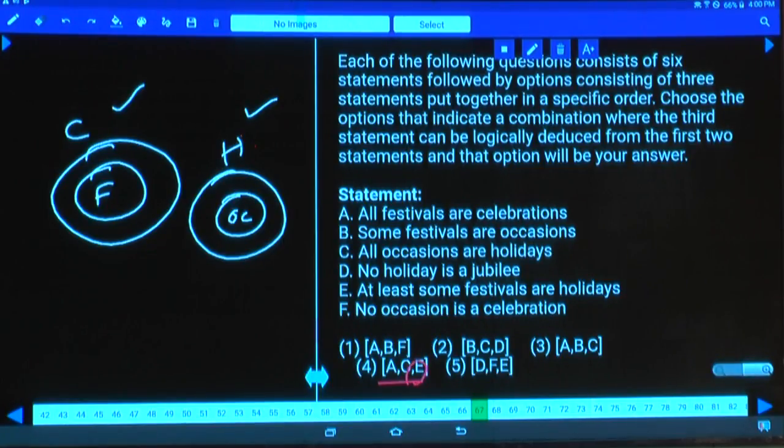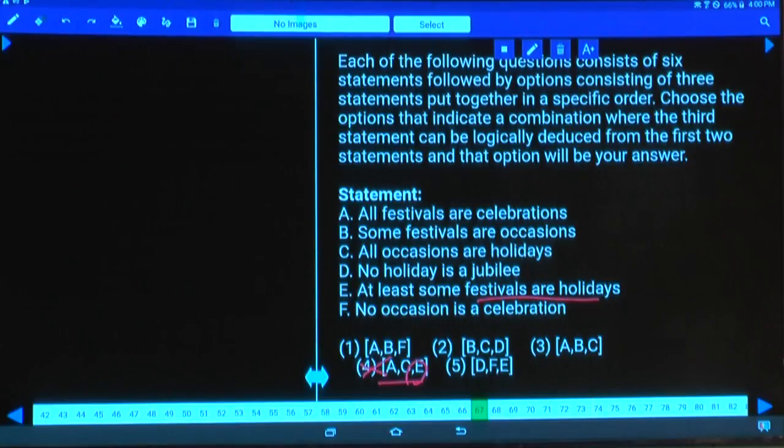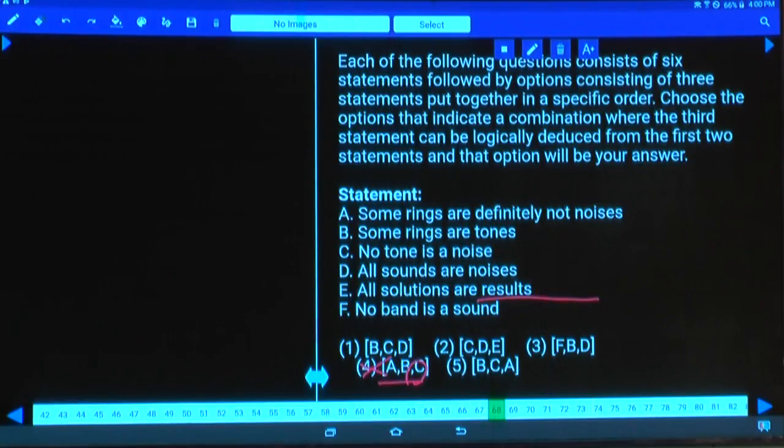Hence in this one, what is E here? E is some festivals are holidays. Festival is here, holiday is here. Is there any conclusion here? No conclusion. Hence this also cannot be your answer. Clear? Hence question number 67, you will not get any answer at all. Are you getting any answer? Okay, while drawing the diagram also you will not get any answer.